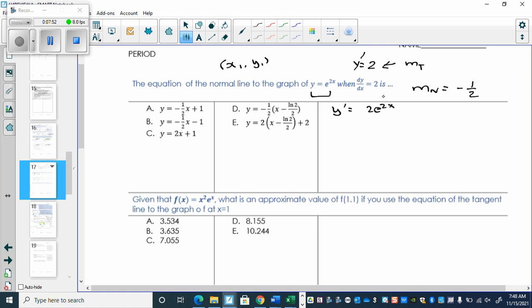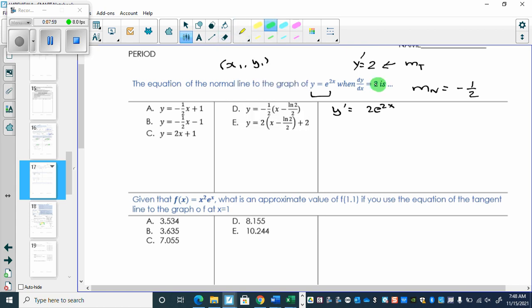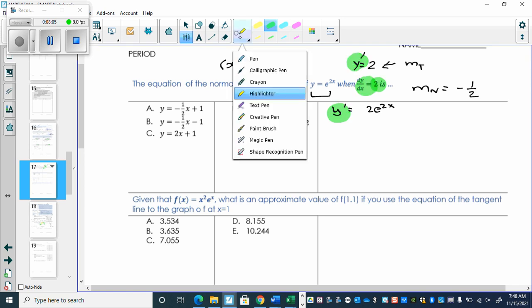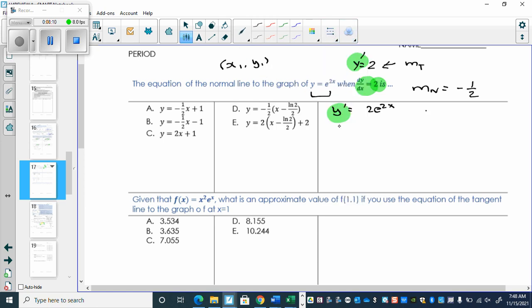And then you basically search for the x value using that slope of dy/dx. And remember, this y prime is dy/dx. All right, so 2 equals 2e to the 2x. I want to divide both sides by 2, and I get 1 equals e to the 2x.